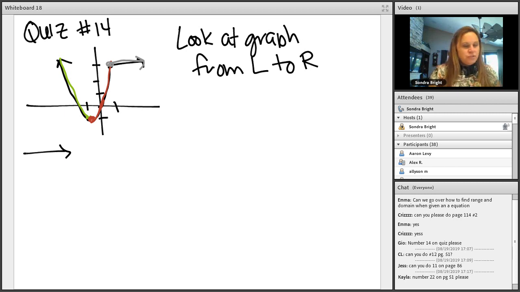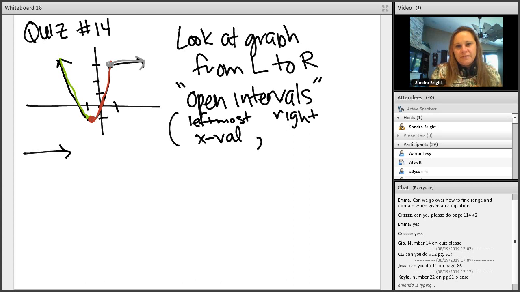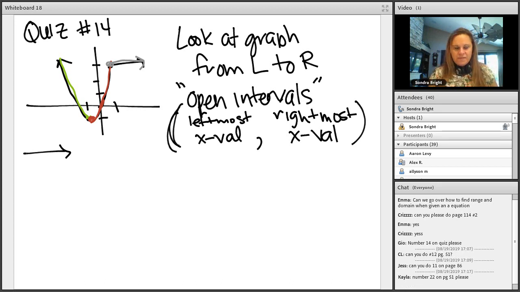The other thing is, when they say open intervals, even if they are closed dots, you're still going to use soft parentheses, and you're going to write leftmost x value, comma, rightmost x value. So my point is, you do not use y values at all when you're giving these open intervals where the graph is increasing, decreasing, or constant. You're giving x values.